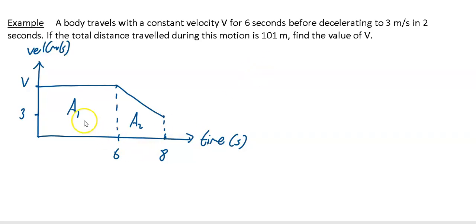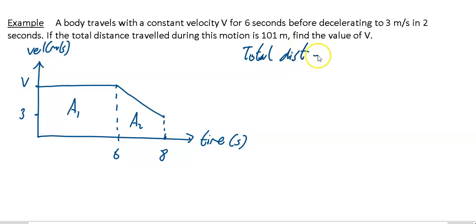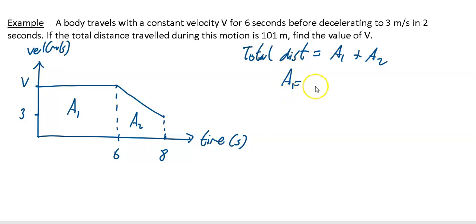So I've called this A1 and A2, and we're just going to say the total distance is equal to A1 plus A2, because remember that distance traveled is the area under the velocity time graph, and we're going to sub in what we know. So we're going to look at A1, calculate what it is. A1 is just a rectangle. Its base is 6, its height is v, so A1 equals 6v.